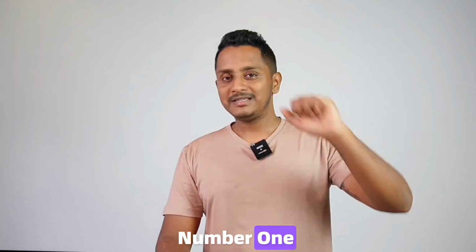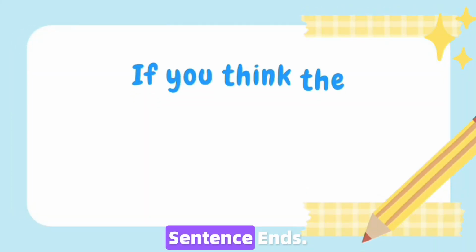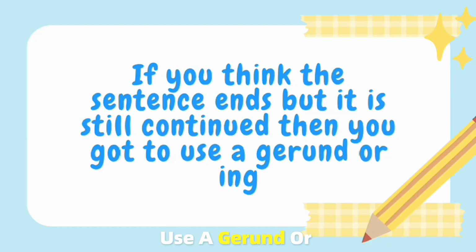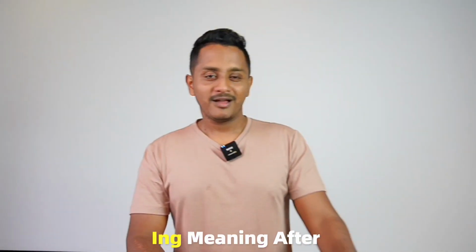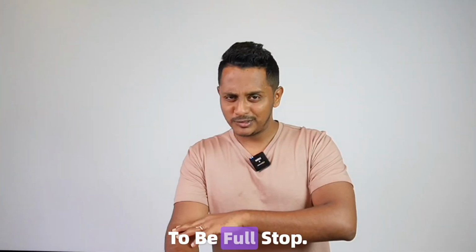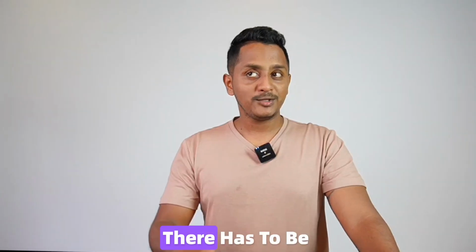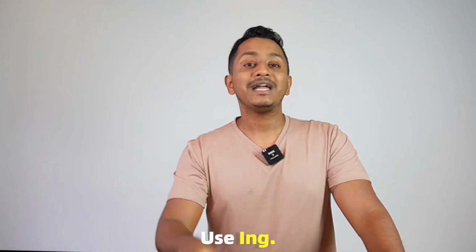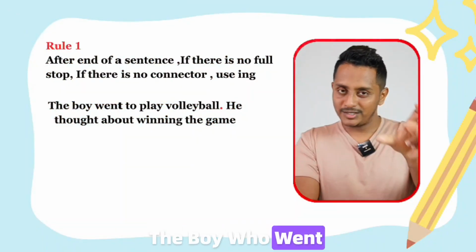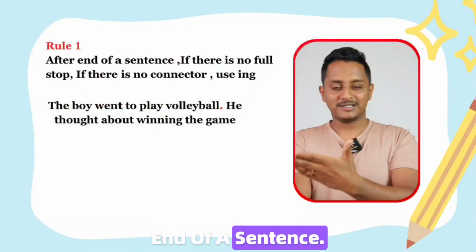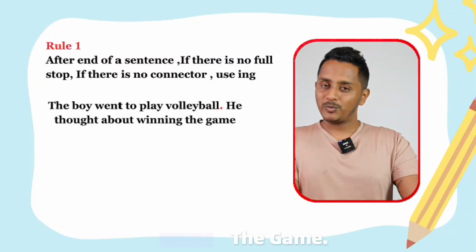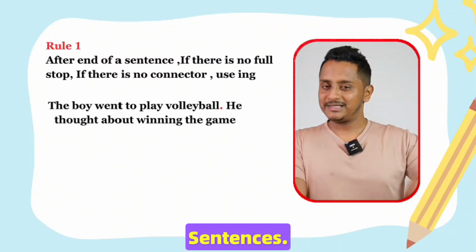Rule number 1 says, if you think the sentence ends but it is still continued, then you got to use a gerund or ing. Meaning, after the end of a sentence, there has to be a full stop. If there is no full stop, there has to be a connector to continue. If there is not even a connector, then you got to use ing. Let me show you with a small demonstration. Look at this sentence. The boy went to play volleyball. End of a sentence. That's the first rule. Then I put a full stop. He thought about winning the game. There are two full sentences.